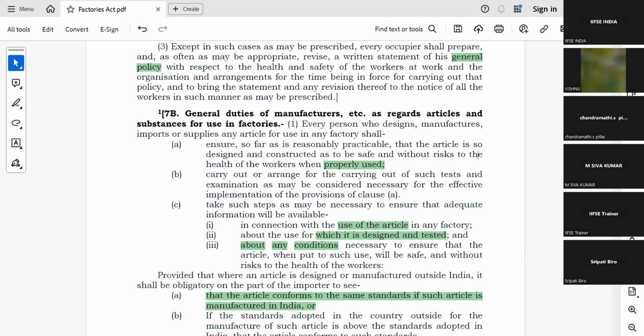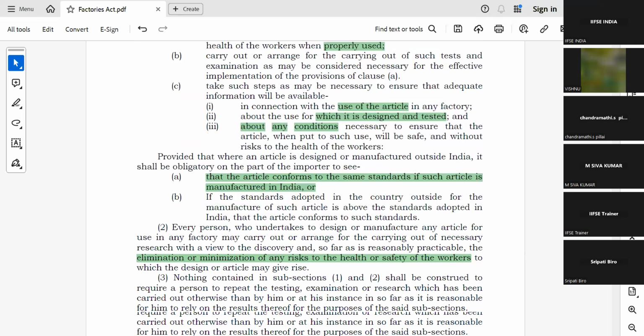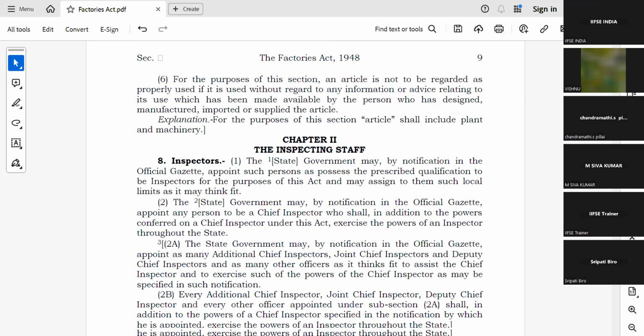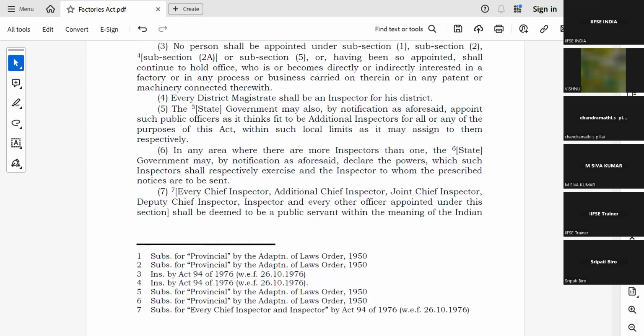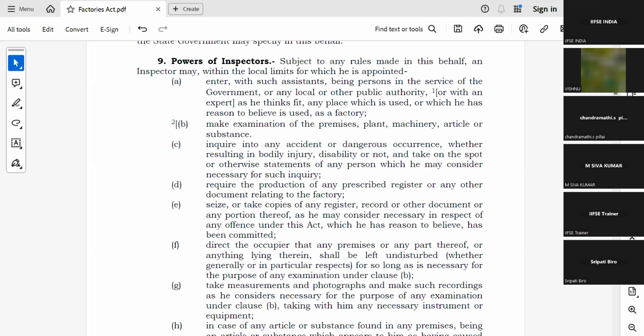Then in chapter 2 we have inspectors who will come to the factories, who will do the examinations and come to the site area. Basically those are the chief inspector of factories, and the power of inspectors. I'll give this the second preference. Its importance is a bit lower compared to the general duties of manufacturer or occupier, but still we can discuss.